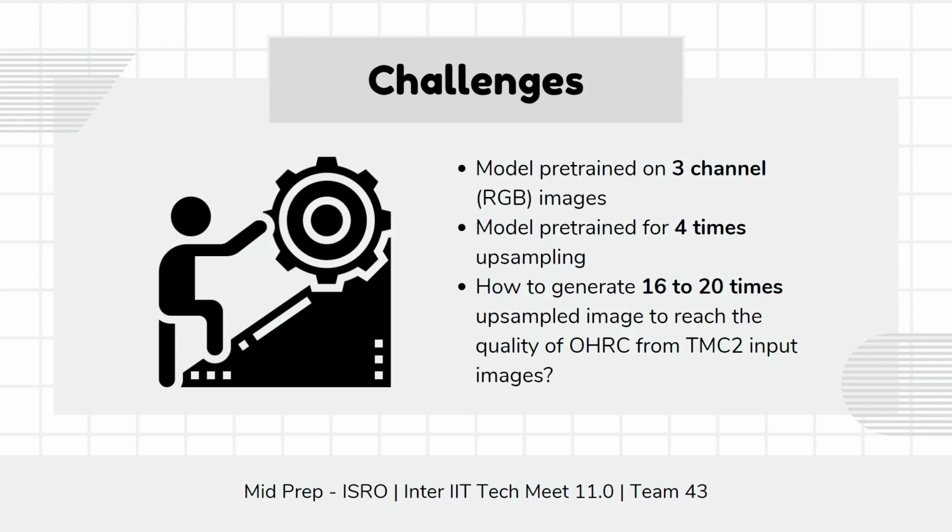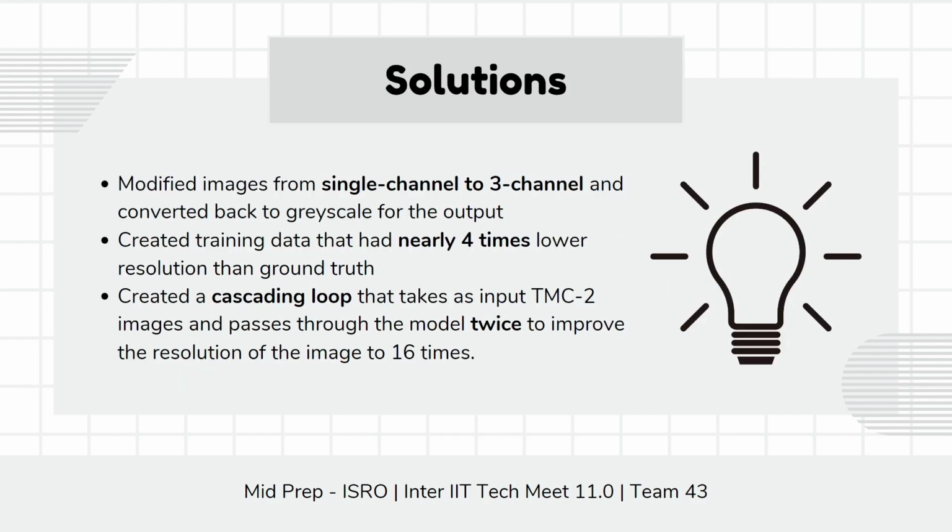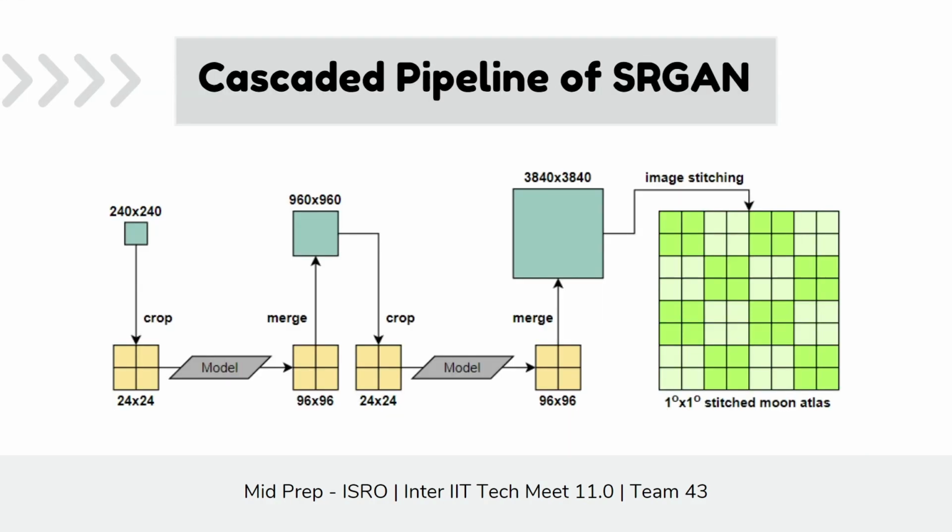We faced some challenges while transfer learning pre-trained models on our custom dataset. First, the model was pre-trained for 3 channels and exactly 4 times upsampling. Second, how to generate images comparable to the resolution of OHRC. The solutions that we came up with were: we modified the images to 3 channels, created a dataset that was nearly 4 times downscaled relative to the ground truth, and created a cascading pipeline to generate near-OHRC resolution images.